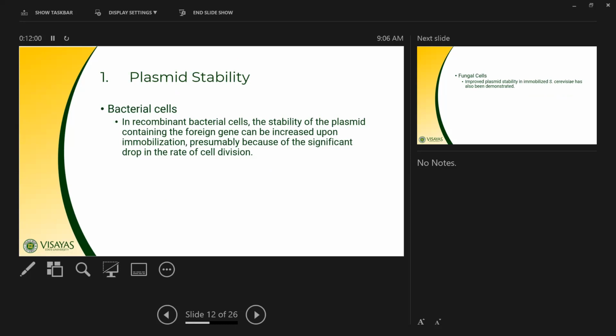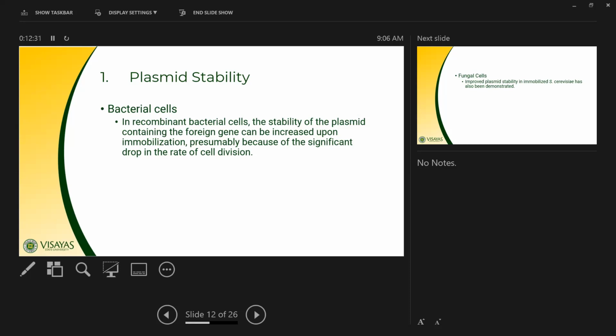Well, in terms of plasmid stability, class, are you familiar with plasmid? What exactly is a plasmid? Think of it. Where is it located? Where can it be found? It can be found in the bacterial cell. So there is no plasmid in the eukaryotic cell, right? The plasmid is only for the bacteria.